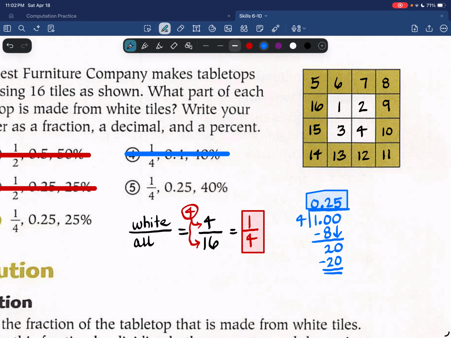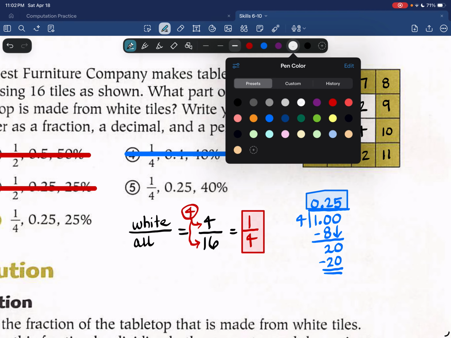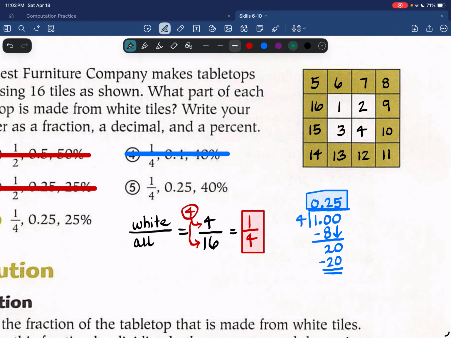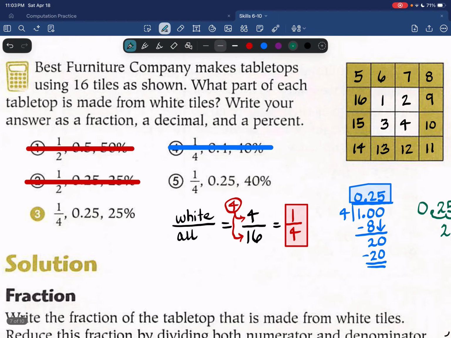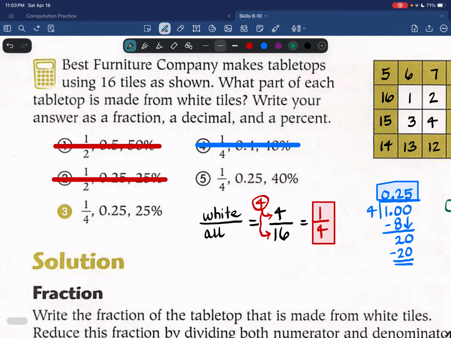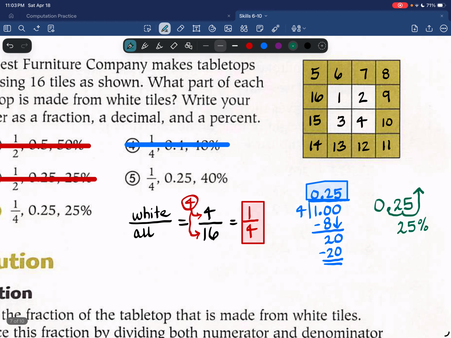And I think this is the easiest one of them. I am not saying it's easy, but it's the easiest to me. You take your decimal. You need to know your decimal, and you move the decimal 2 places to the right. So there's 1, 2. That's 25%. And so the answer we're looking for is number 3. Fraction, decimal, percent, they're all equal.